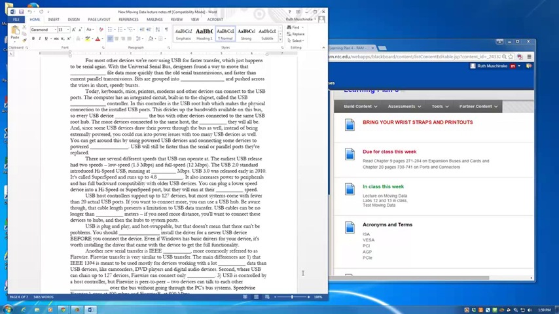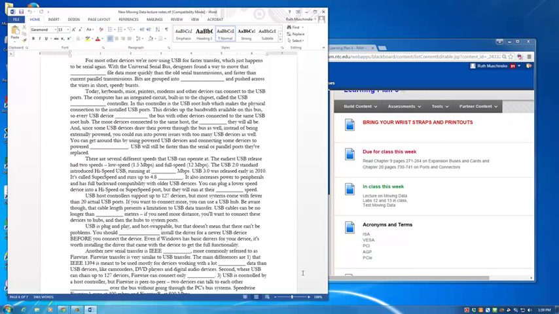USB host controllers support up to 127 devices, but most systems come with far fewer than 20 actual USB ports. If you want to connect more, you can use a USB hub. Be aware, though, that cable length presents a limitation to USB data transfer. USB cables can be no longer than 5 meters. If you need more distance, you'll want to connect these devices to hubs and then connect the hubs to system ports.